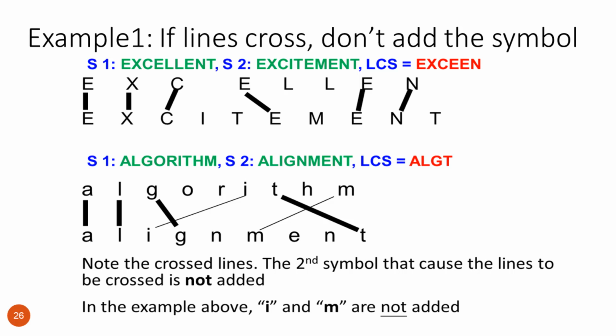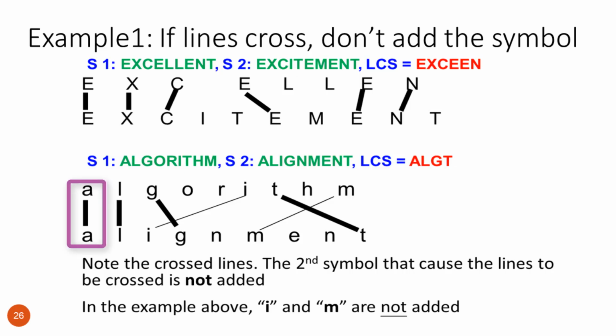L, there is no match. The second L, again, there's no match. We can match ENT in the end of excellent to the last ENT in excitement. So we have 1, 2, 3, 4, 5, 6, 7. So the length of the LCS is 7, and the actual LCS is EXCEENT. Let's do this again with algorithm and alignment.